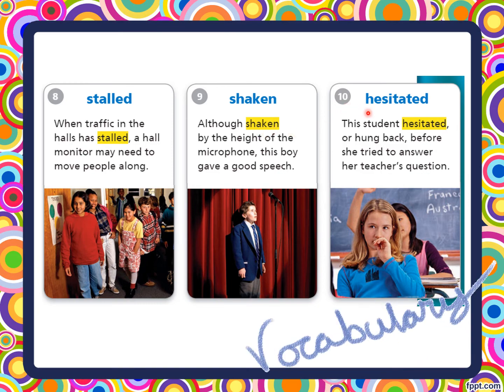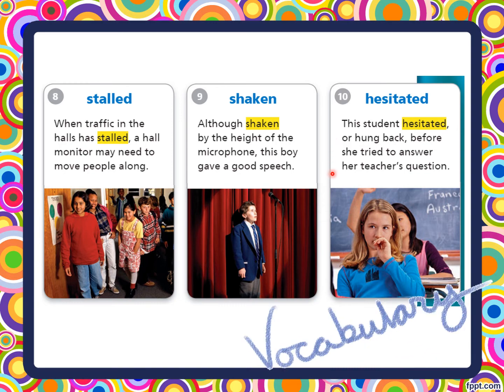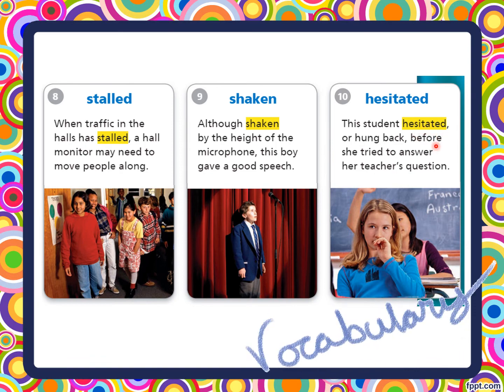Number 10 is hesitated. This student hesitated or hung back before she tried to answer her teacher's question. Okay, so she raised her hand at the question, but then she had second thoughts and lowered her hand again. She hung back or hesitated. So what is the meaning of hesitated? Yes, it is to be slow to act, to speak, or to decide like this girl, or to have second thoughts about something.